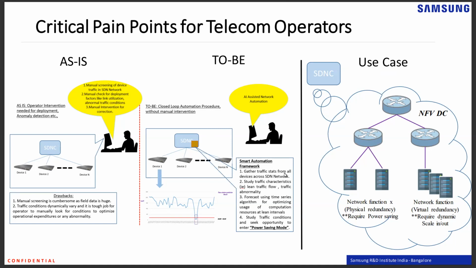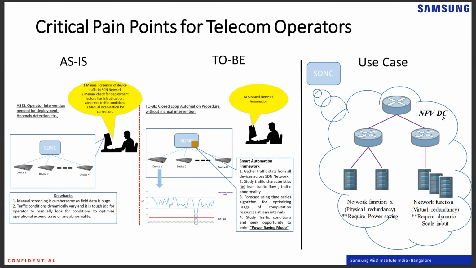So this is what we are planning to achieve. We will gather the traffic statistics from the devices across the SDN network. We will study the traffic characteristics in terms of traffic flow and abnormality and anything that is of interest to us. And then we will use a time series forecast analysis, where we will try to optimize the resources that the network is using. One potential use case that we are trying to achieve is a power saving mode that we want to introduce in the network. I will explain through this use case on the right.